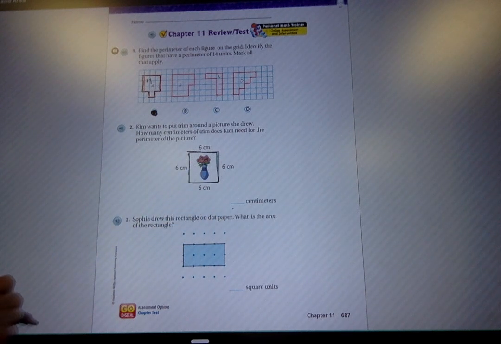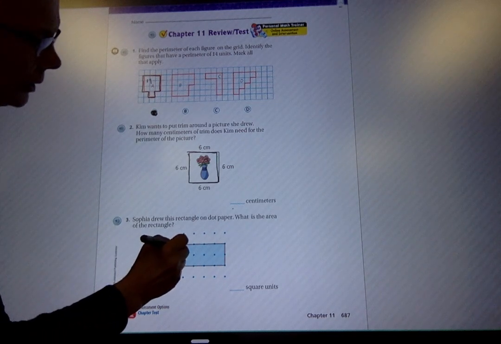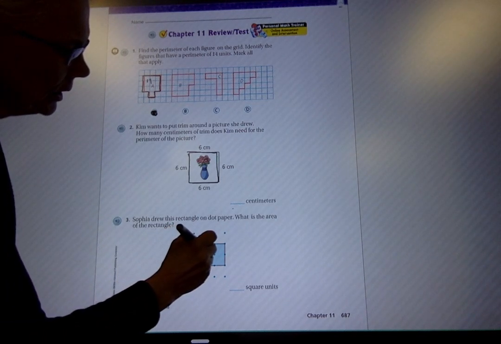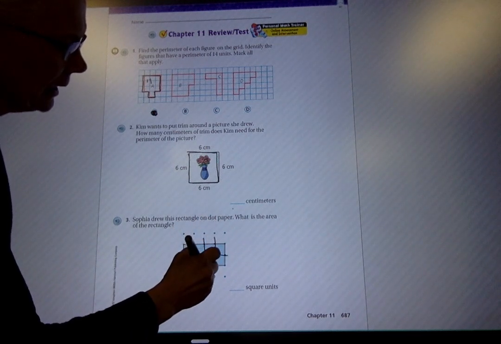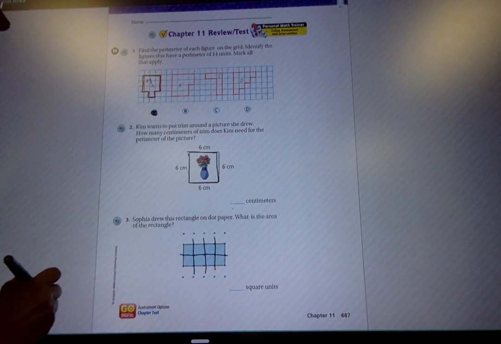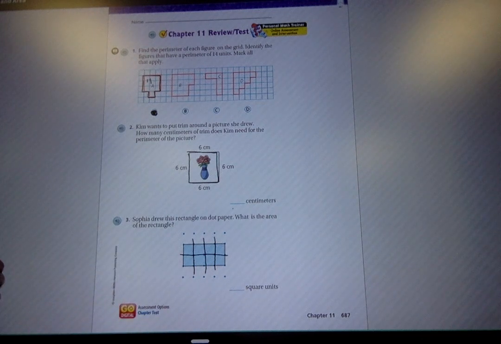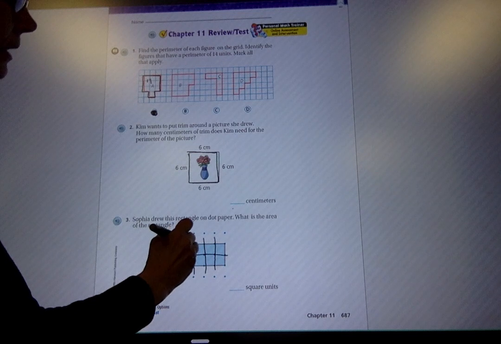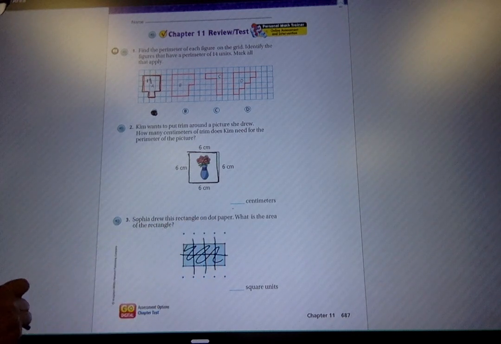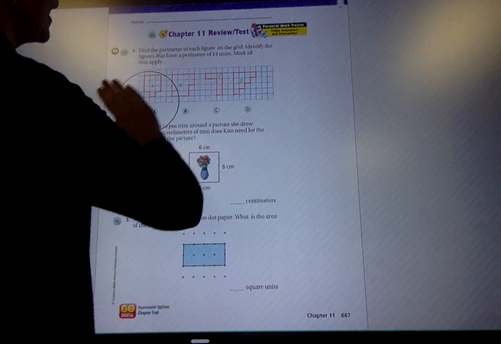Number 3, Sophia drew this rectangle on dot paper. I gave you some dot paper too. What is the area of the rectangle? Well, we could just do this if it helps us to count our units. Okay? Area now is not the outside edges, it's the whole thing. All right, let's go to page 688.